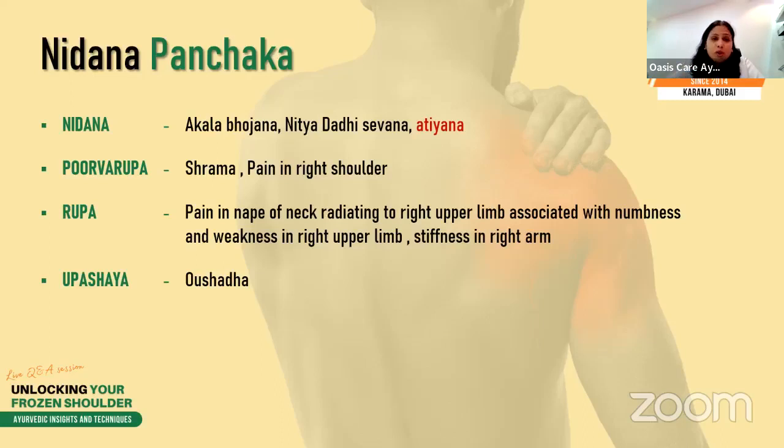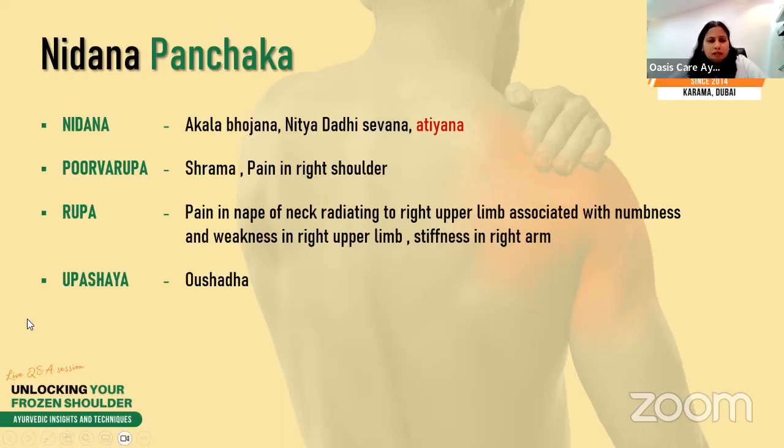Okay, so in frozen shoulder, akala bhojana means if you are eating your food at very different timings, that will be a causative factor for frozen shoulder. And why is it so? Because a vata increasing factor will be there, and due to that the akala bhojana is the causative factor. Nitya dadhi sevana means if someone is having curd daily, then it will also be a causative factor. And as we said, atiyana means continuous traveling.